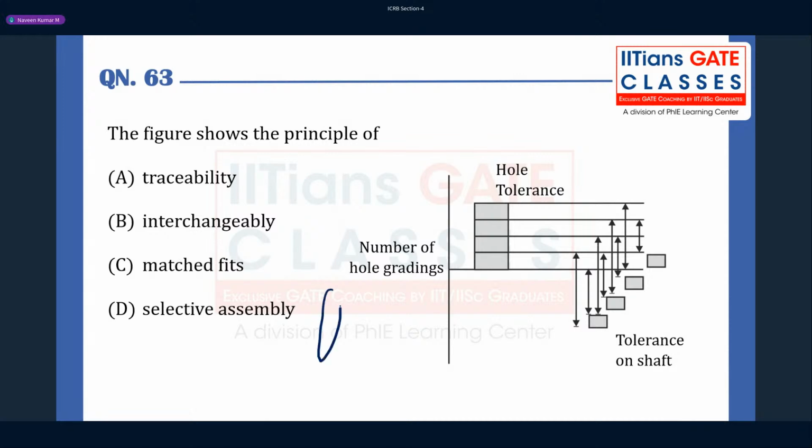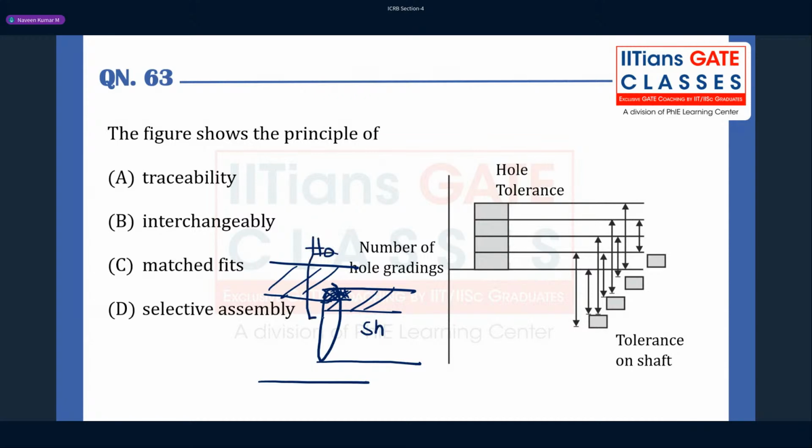If you take, this is shaft, this is hole, right? So sometimes this is hole grading and this is your shaft grading, right? So sometimes there is an interference here, and there is an interference. Okay, so this is shaft and this is hole. So this part only they are highlighting it.